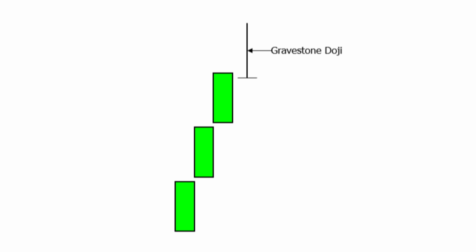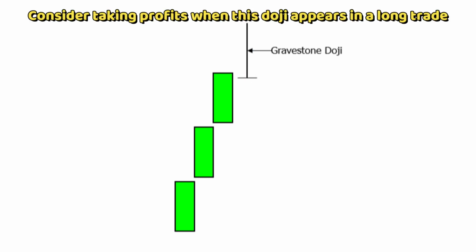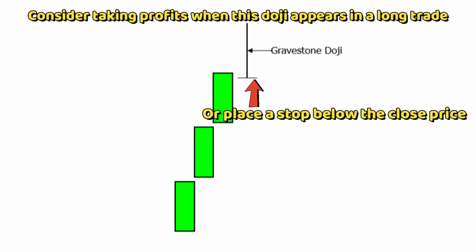The Gravestone Doji. The Gravestone Doji is created when the open, low, and close are the same. The most important part of Gravestone Doji is the long upper shadow. It gives a strong signal when it appears after a long bullish candlestick at the top of an uptrend. It indicates that although buyers were confidently trying to push the price up, eventually sellers gained enough strength to return the price to its open position. A trader should consider taking profits and exiting if trading a long position, or place a tight stop below the close price.